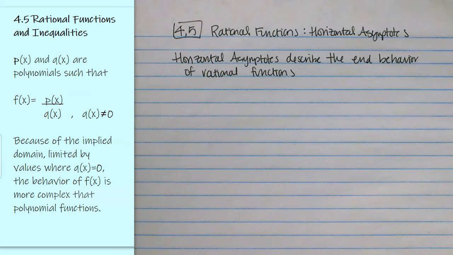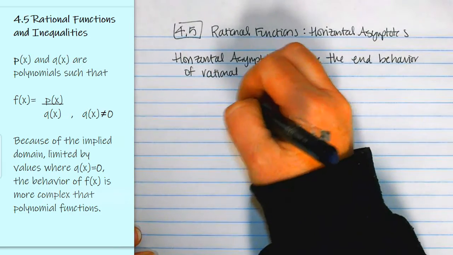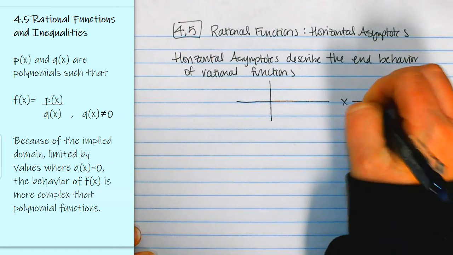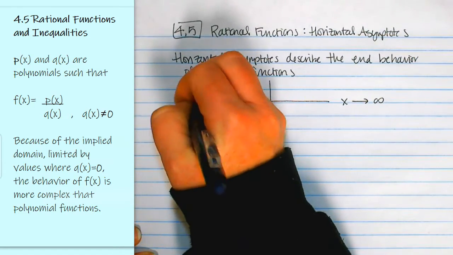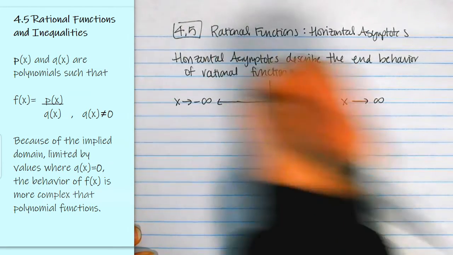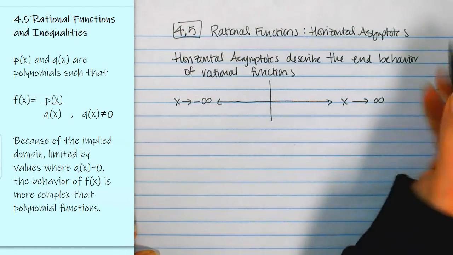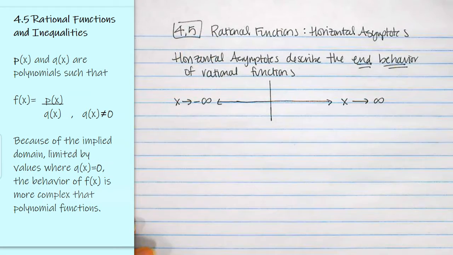In this lesson of 4.5, rational functions, we're going to focus on horizontal asymptotes. Horizontal asymptotes describe the end behavior of rational functions, whereas vertical asymptotes were the middle behavior around the zeros. Horizontal asymptotes describe what happens where x approaches infinity. So if we're looking at a graph, we're looking over here where x approaches infinity, or where x approaches negative infinity if it goes in this direction. So we're looking at the end behavior with horizontal asymptotes.